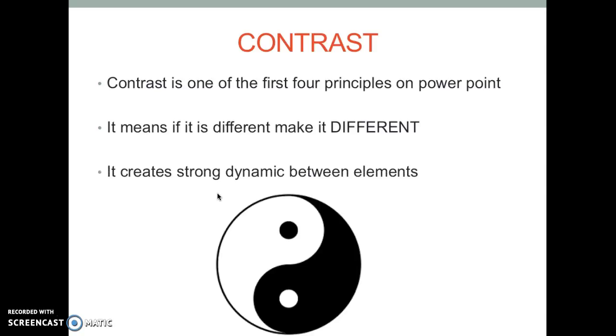It creates a strong dynamic between the elements. Contrast does. You want things to be set apart. You want them to be different. This is where you do it. This is the principle you use, contrast.